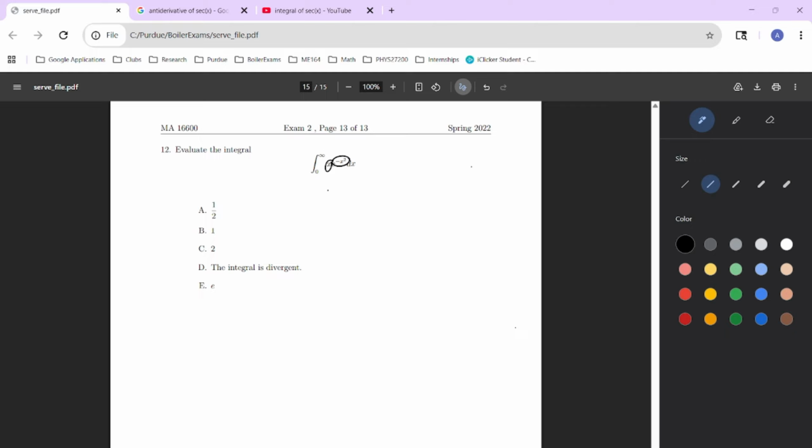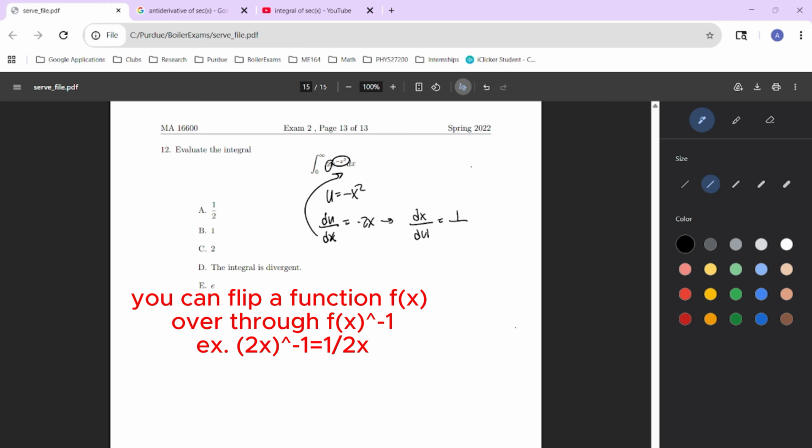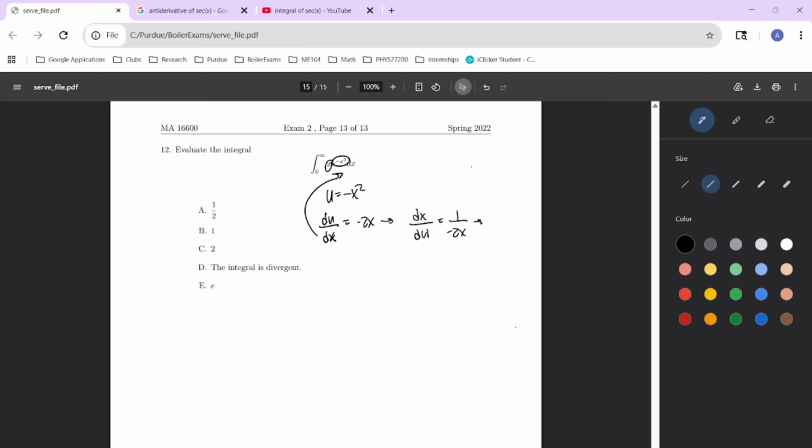So in this case, our u will be negative x squared, our du dx, because we're going to change from basis of u from x into u. So we need to figure out how u changes with respect to x. So du dx becomes negative 2x. Algebra rules, we flip this over. dx du is equal to 1 over negative 2x, and then dx would be equal to du over negative 2x.